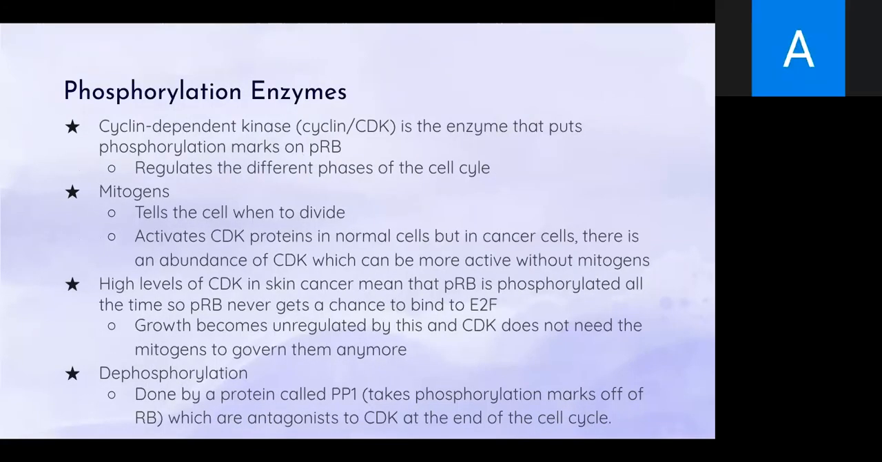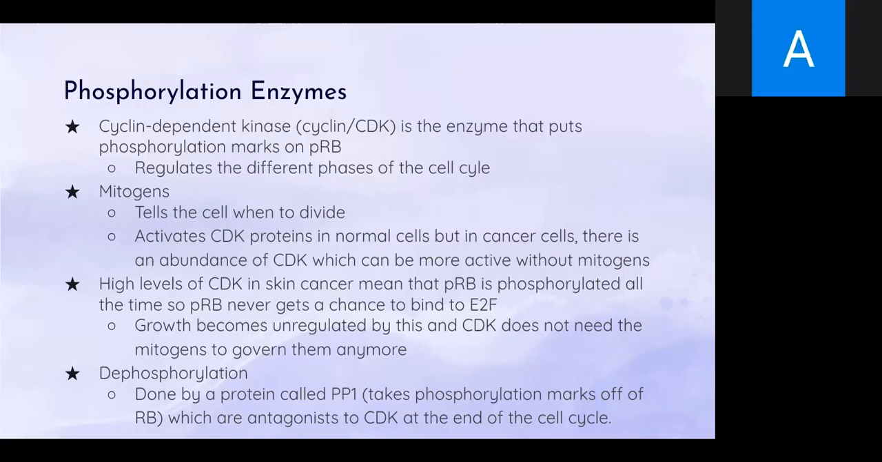Now for phosphorylation enzymes, like I said, this is going to be an introduction to everything that is involved with cell division and how the cell cycle is thrown off. This is going to be a completely new concept, but just bear with me, because once I introduce the CDK, cyclin-dependent kinase, which is a phosphorylation enzyme, everything will come together. It's actually the enzyme that puts phosphorylation marks on PRB.